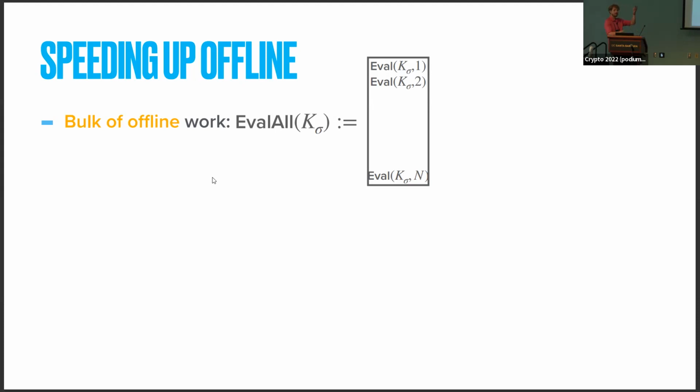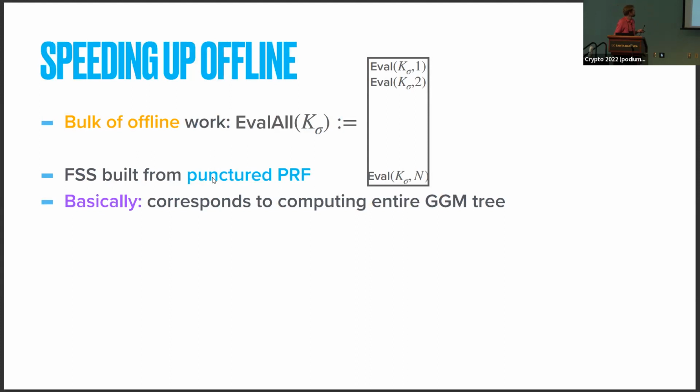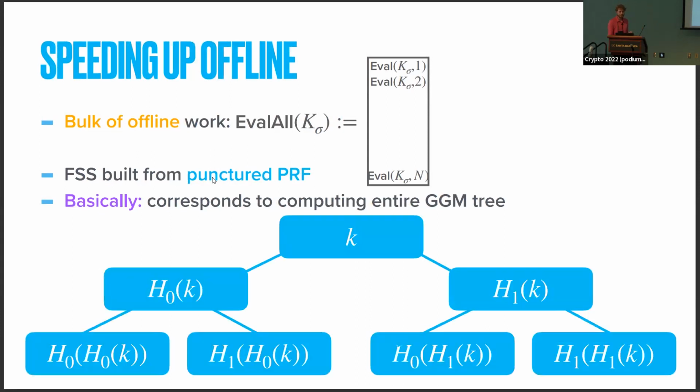And then we need to expand them out into the two additive sharings, C0 and C1, which corresponds to doing some sort of eval all operation. We need to evaluate all of the different secret sharings of your function. And it turns out that all these FSS schemes are built from punctured PRFs. And in order to do this eval all step, hand waving a lot here, basically the bulk of the work is to compute an entire GGM tree.